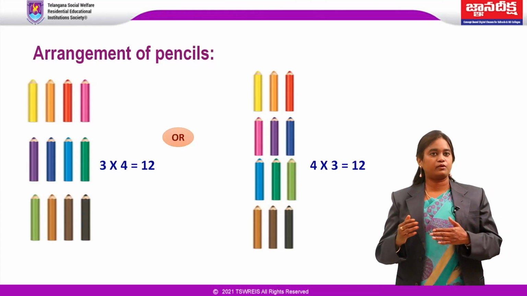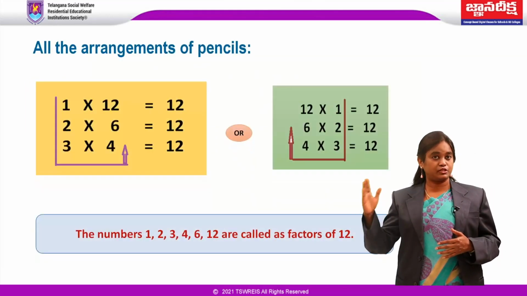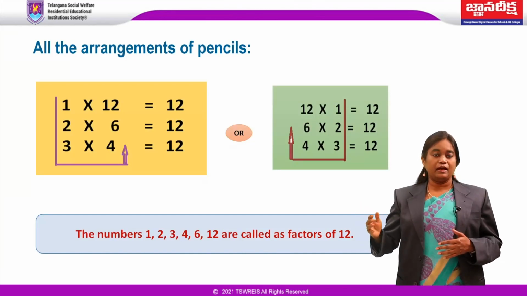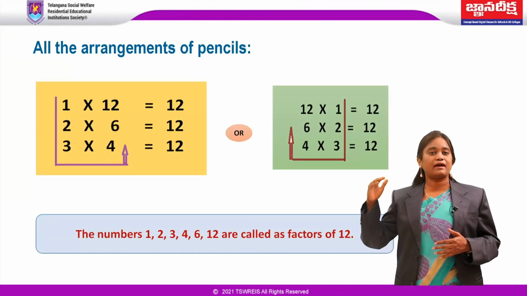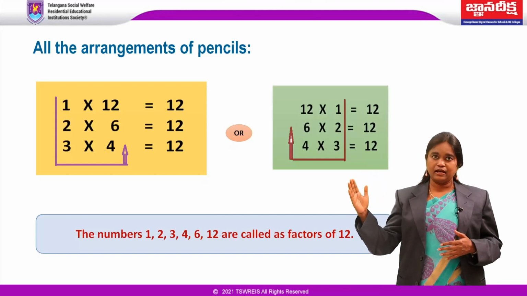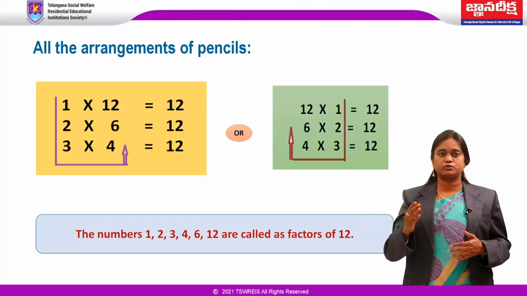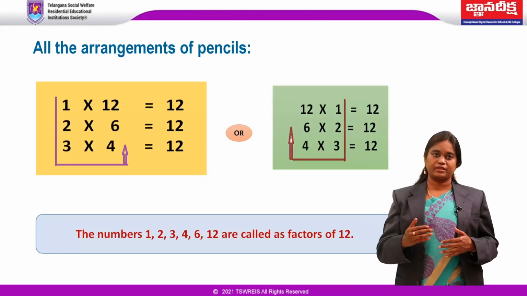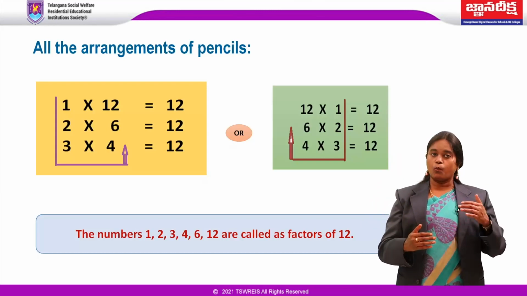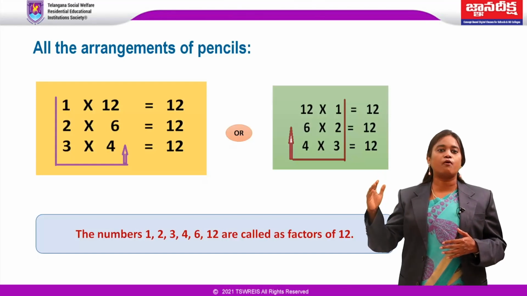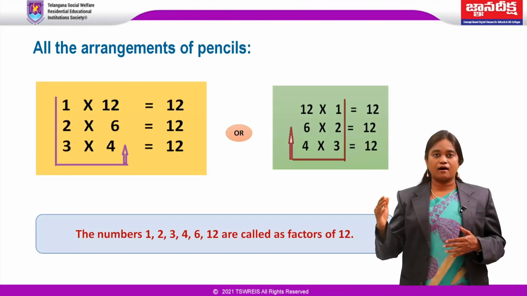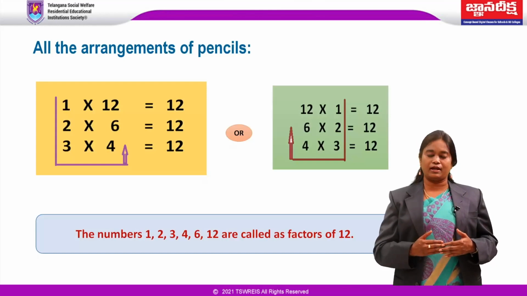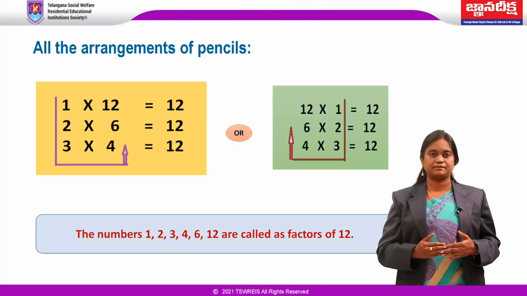12 pencils in 1 row, 6 pencils in 2 rows, 4 pencils in 3 rows. Here, the pencils are arranged in such a way that the number of rows into the number of columns is equal to 12. These numbers 1, 2, 3, 4, 6 and 12 are exact divisors of 12. They are called factors.